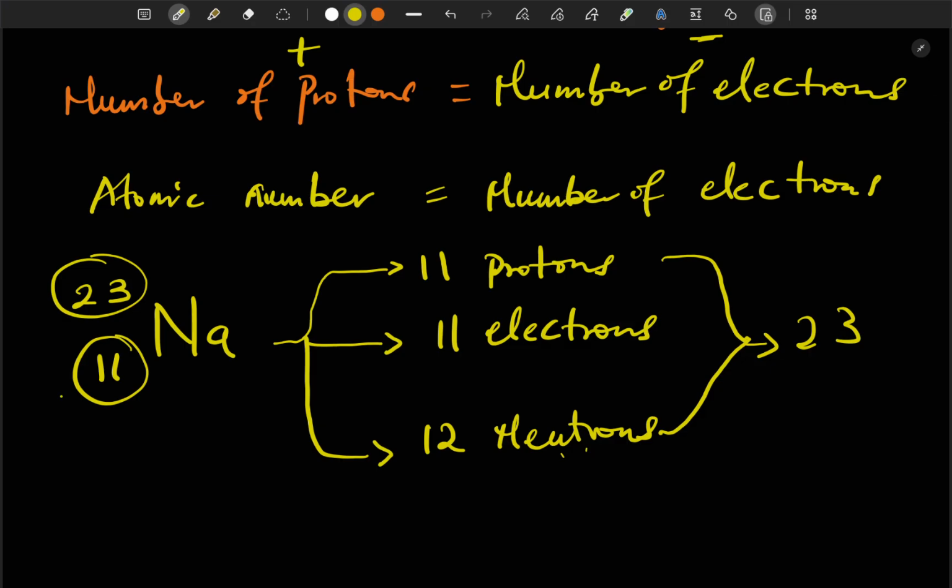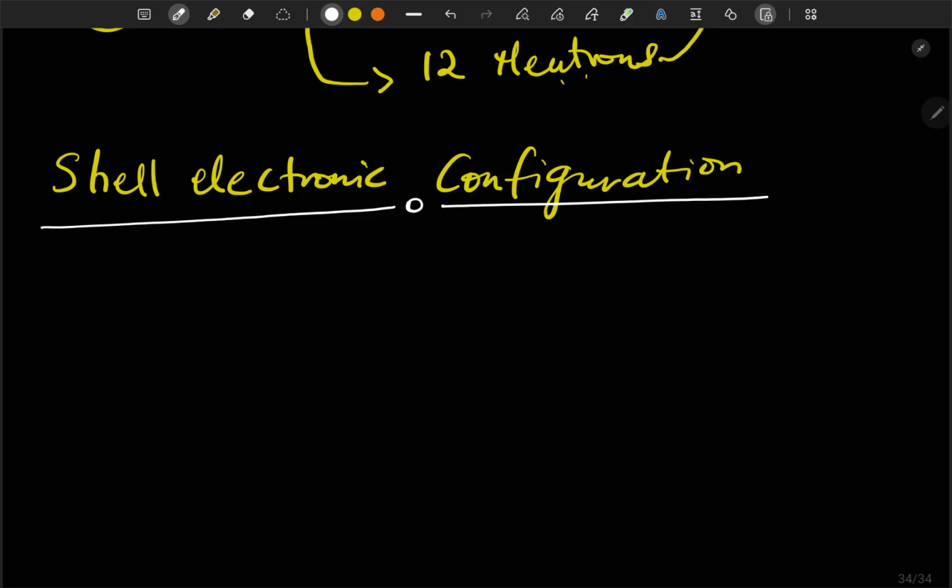All right. So now, how do we write electronic configuration of an atom? So in chemistry, there are two kinds of electronic configuration that we write. And for beginners, we are going to start with shell electronic configuration. There's another kind of electronic configuration called orbital electronic configuration. So let's start with shell electronic configuration. Shell electronic configuration is very simple to write.